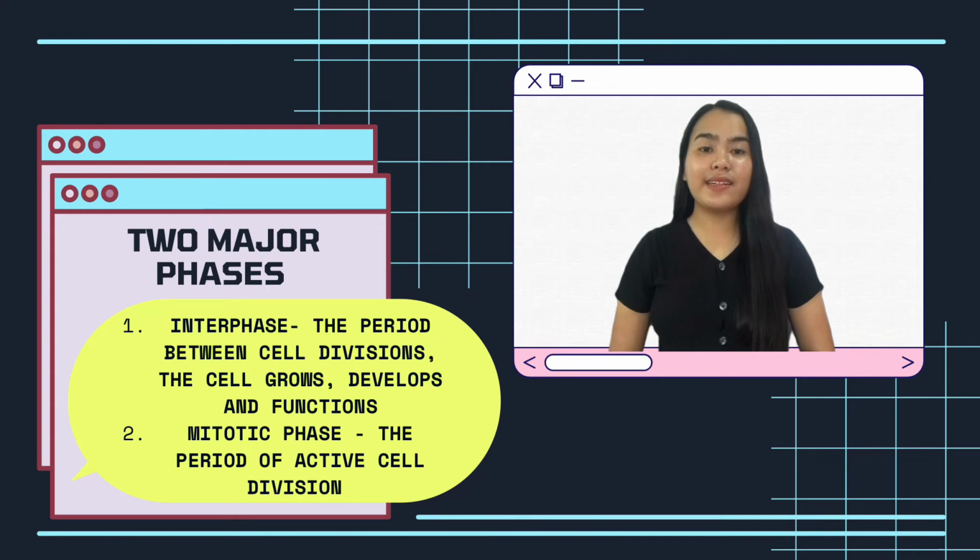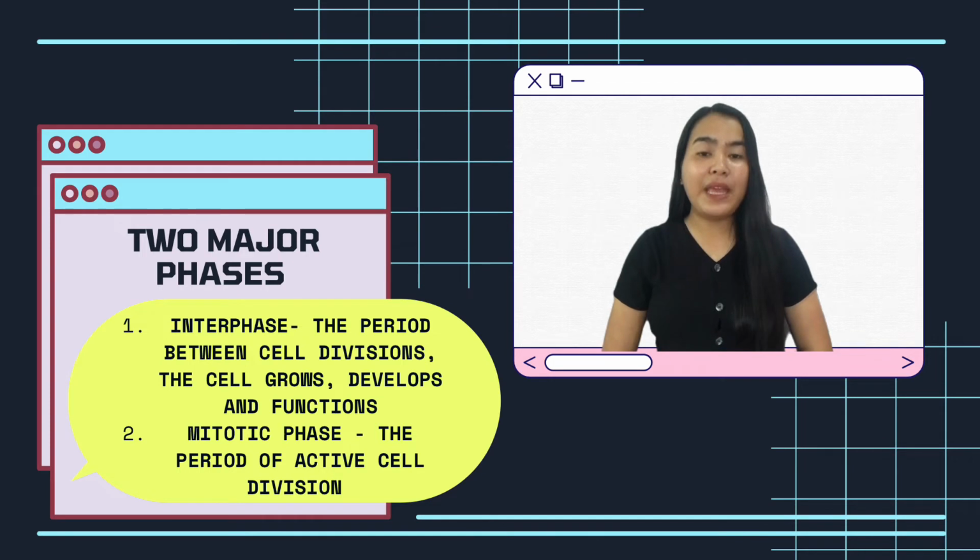The cell cycle consists of two major phases. The first is interphase, the period between cell divisions in which the cell grows, develops, and functions. In interphase, critical events necessary for cell division also take place. The second major phase is the mitotic phase, the period of active cell division. The M phase includes mitosis, the process of nuclear division, and cytokinesis, or cytoplasmic division.